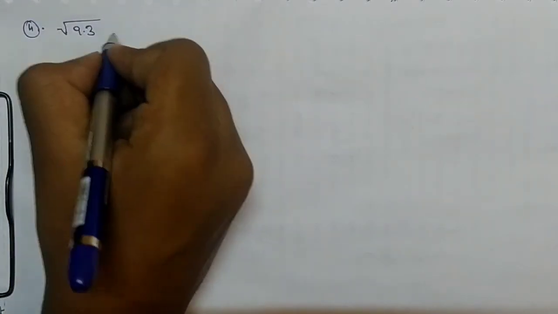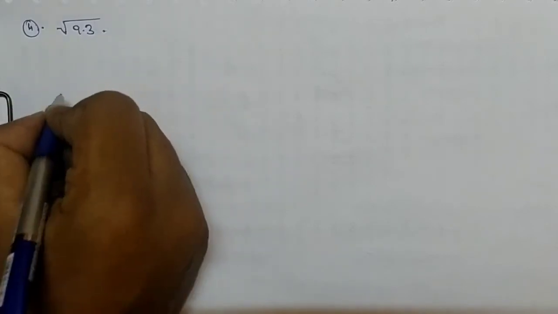Okay, now let's take the fourth one itself. We are going to represent a number, root 9.3, on a number line.